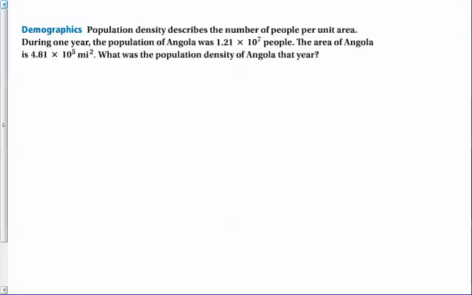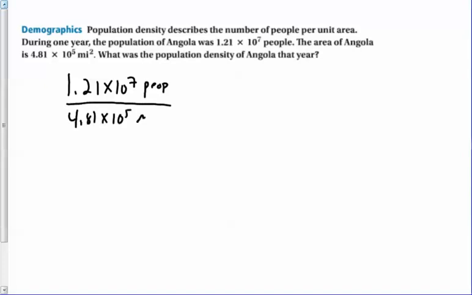Now, population density is just, you multiply the two numbers together, the number of people times how big it is. So we're going to multiply 1.1 times 10 to the 7, I believe. Oh, I'm sorry, you're going to divide that. You're going to do the population divided by the area. So that's people divided by 4.8 times 10 to the fifth miles squared. That's the area of Angola.